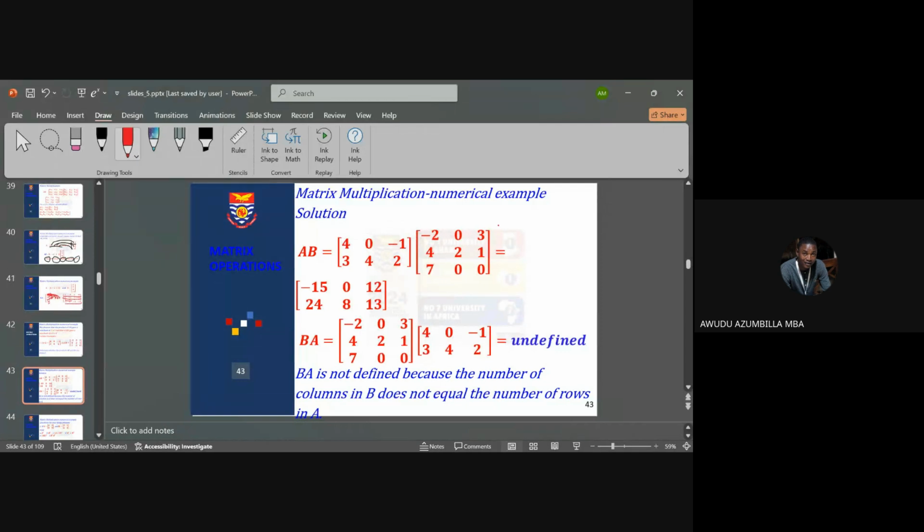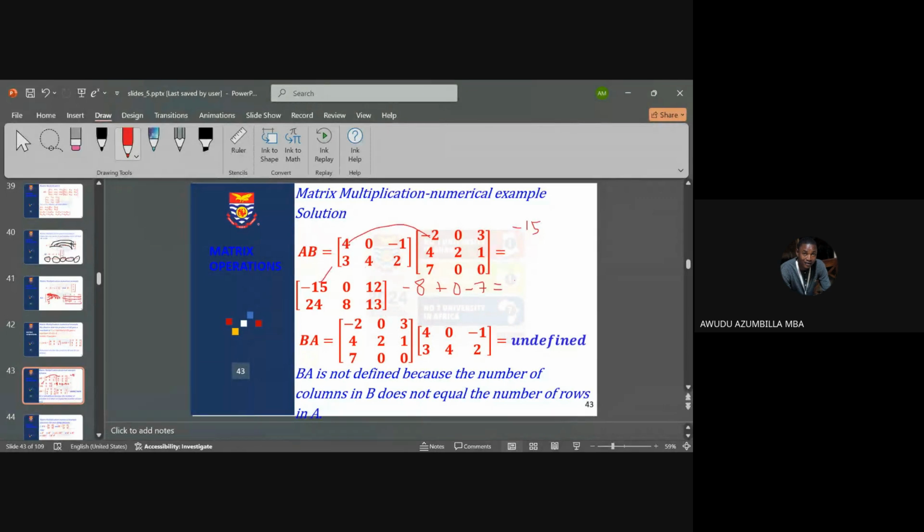Okay, so let's do the first one and see. 4 by this gives us minus 8. Then you plus 0, which gives us 0. And then minus 1 multiplied by 7 gives minus 7. Add all of them, and that is negative 15. So the first one is negative 15.